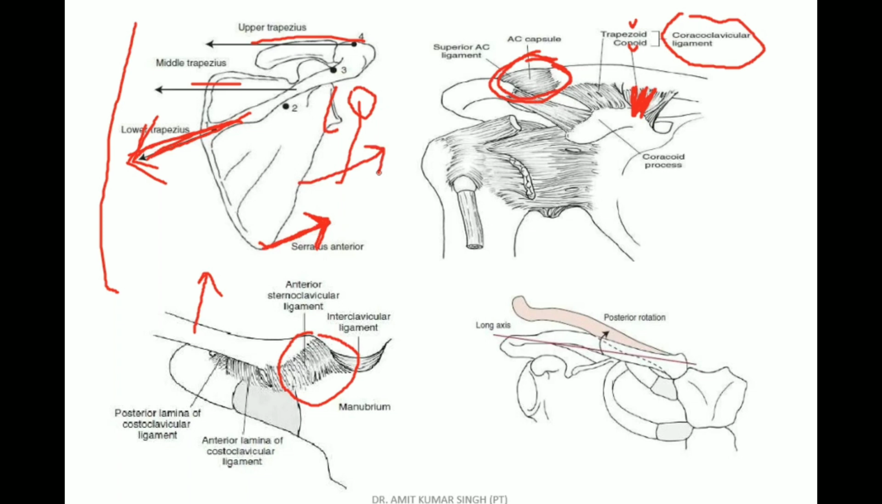Now coming to the second component. Once we have reached 30° of scapular upward rotation, what will happen? Another ligament, known as the costoclavicular ligament, which is present here between the clavicle and the costal cartilage of the first rib. After the initial 30° of movement, this ligament will become taut, and it will resist further clavicular elevation. So this will not allow further movement of the clavicle.